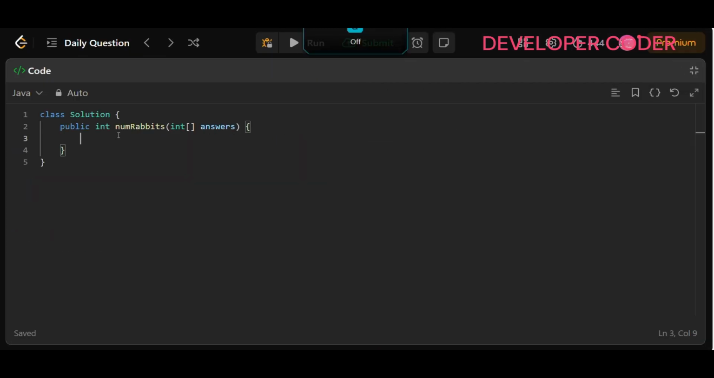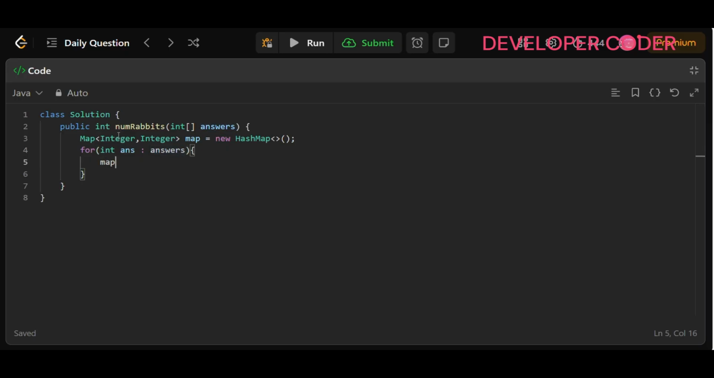Let's create one map to count the frequencies. Map with key as integer, values as integer, and name it as new HashMap. So this problem was interesting, right? Here we have to calculate the frequency for int answer in answers. You can name any variable. So here map.put, take answer as the key, and check if this key is already there or not using getOrDefault. If that key is there, take the value of that particular key, otherwise start with 0 and add 1 to it. So this is going to calculate the frequencies.